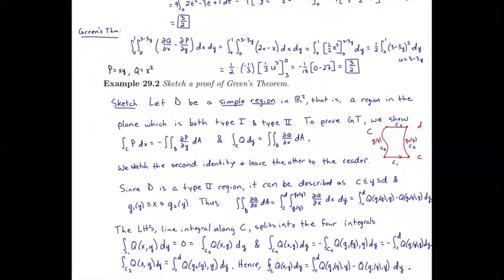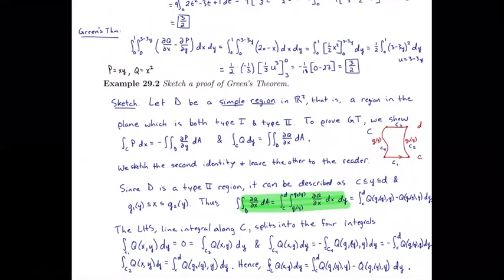Now we note that x is bounded between g1 of y and g2 of y, and that's exactly the case for a type 2 region. So with that in hand, let's have a look at both sides of this identity, and let's build a bridge to make them match. In other words, let's make them equal to the same thing, and then we'll be able to declare that they're both equal to each other. So starting with the double integral over D, we can express that as follows here.